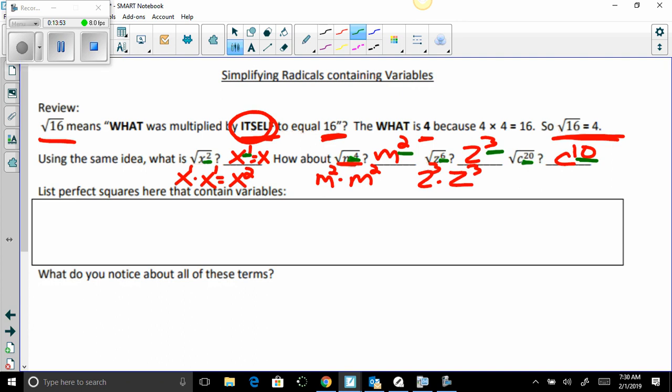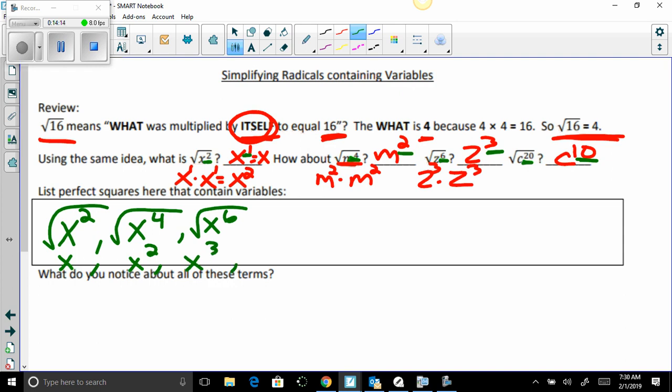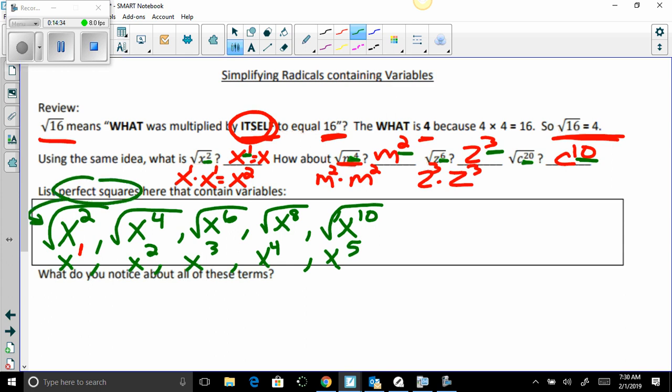So list the perfect squares that contain variables. The very first one is x squared, and the square root of that would be x. The next perfect square with the variable is x to the 4, and the square root of that would be x squared. Then x to the 6, and the square root of that would be x cubed. Notice the exponents 1, 2, 3. Each one has a perfect square. So x to the 8 would be x to the 4. The square root of x to the 10 would be x to the 5. So all these in the top are my perfect squares with variables.